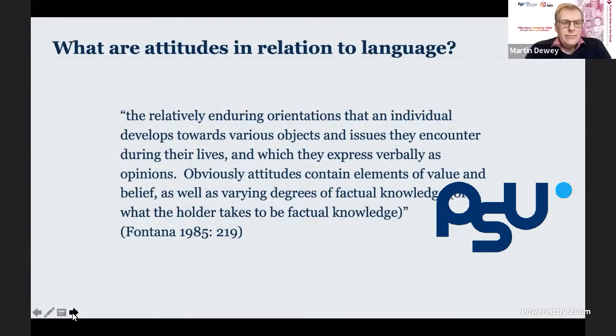All right. Here you've got a more specific definition of language attitudes. And again, it illustrates the enduring quality of language attitudes. In other words, that they do not change very easily. So: the relatively enduring orientations that an individual develops towards various objects and issues they encounter. Okay, it says here that an individual develops, but what's really important to signal is that our attitudes towards language are not completely individual. We learn these attitudes through social interaction, through the social groups that we belong to.